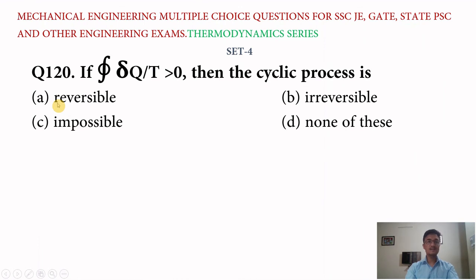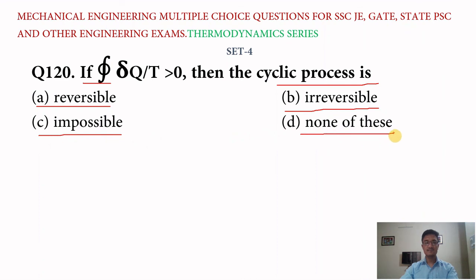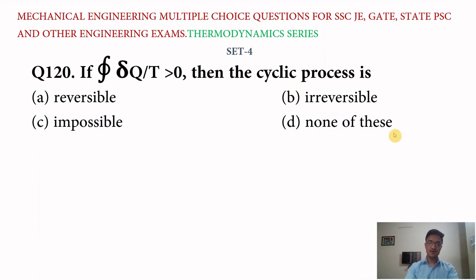And next question, and the last question of this set, is question number 120. If the closed integral of delta Q divided by T is greater than 0, then the cycle process is, a very important and basic question. Option A, reversible; option B, irreversible; option C, impossible; option D, none of the above. So the answer is impossible.